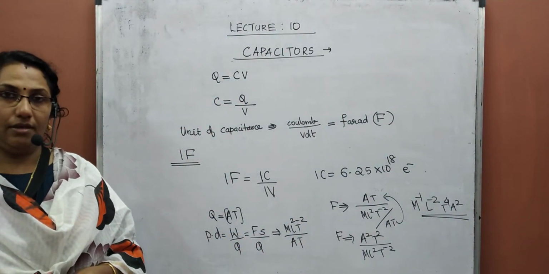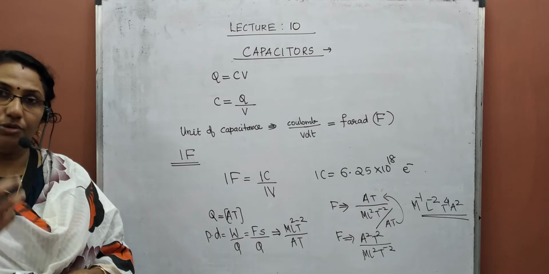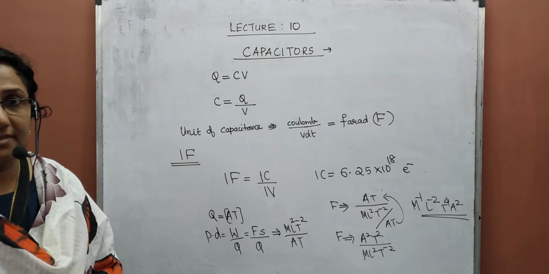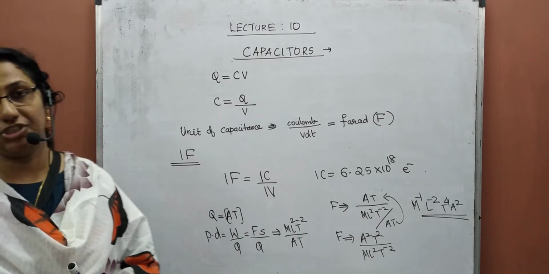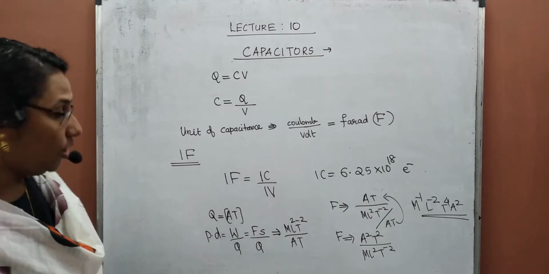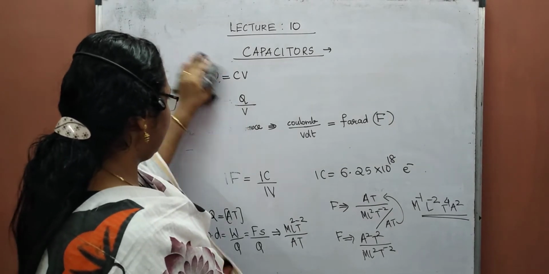You have to write the dimension of each and every quantity when you get a new term. So now we know what is capacitance, what is its unit, how to define the unit, how to take the dimension, and so on. Is it clear? So, what is a capacitor? Now all of you know what is a capacitor.